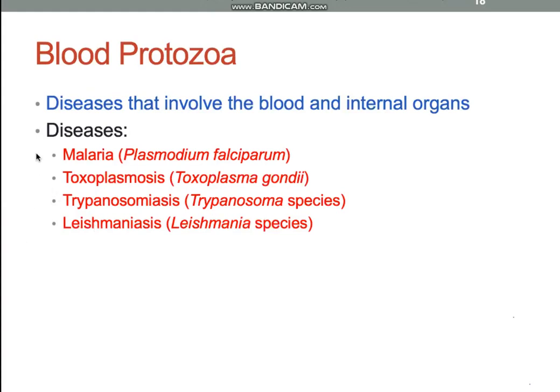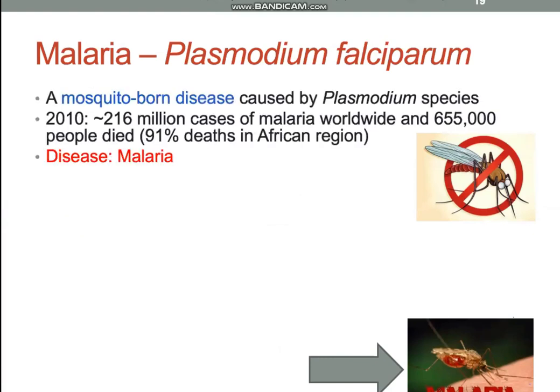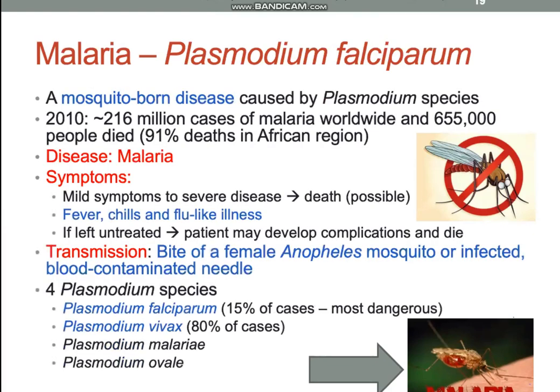Malaria is one of the important ones because it's a very big problem on the whole planet. One of the major infectious disease problems, along with HIV, Mycobacterium tuberculosis, hepatitis, and so on. So Plasmodium falciparum is the most dangerous one, the most pathogenic one.